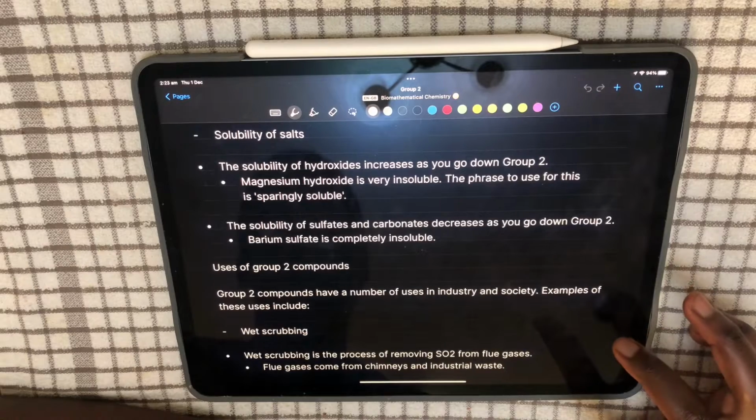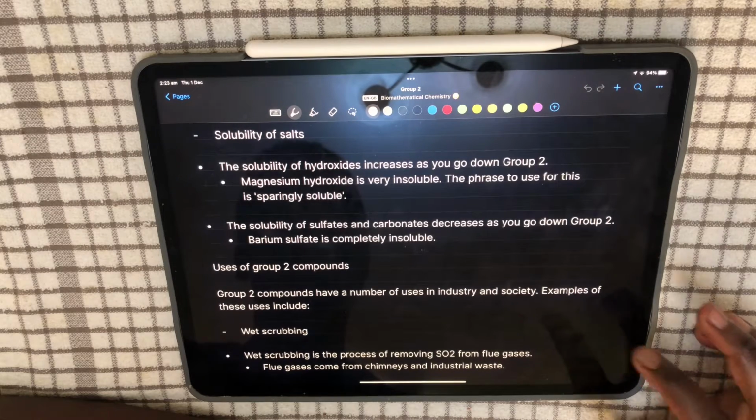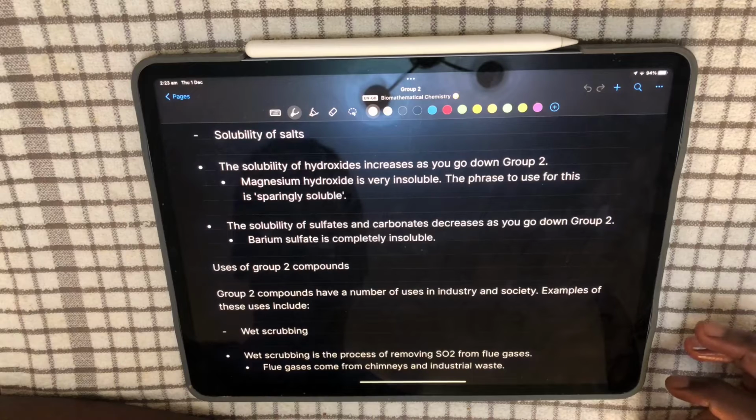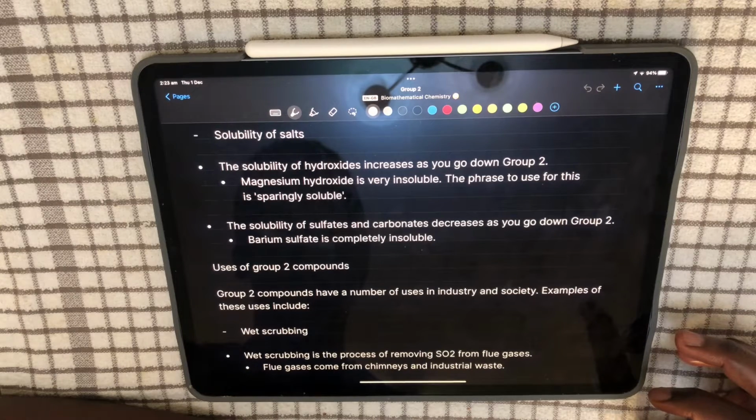Solubility of salts. The solubility of hydroxides increases as you go down group 2. So magnesium hydroxide is very insoluble. The phrase to use for this is sparingly soluble. And the solubility of sulfates and carbonates decreases as you go down group 2. So barium sulfate is completely insoluble.